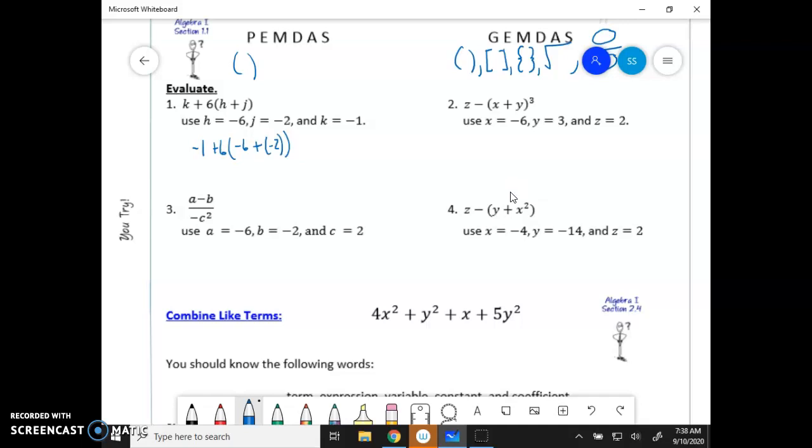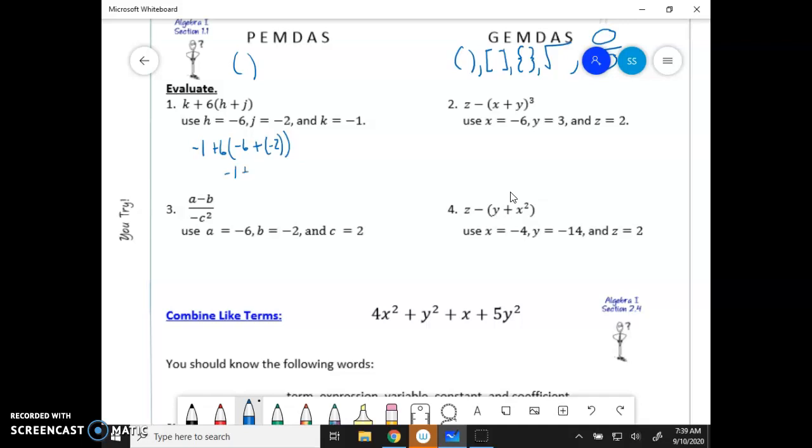All right, so now we just have to follow GEMDAS, right? We have grouping symbols, so I need to solve inside here first. We have another set of grouping symbols, but really that just means you have to solve inside them. So there's nothing to do with this -2, so we can just move on. So we have -6 plus a -2, and that's going to be -8.